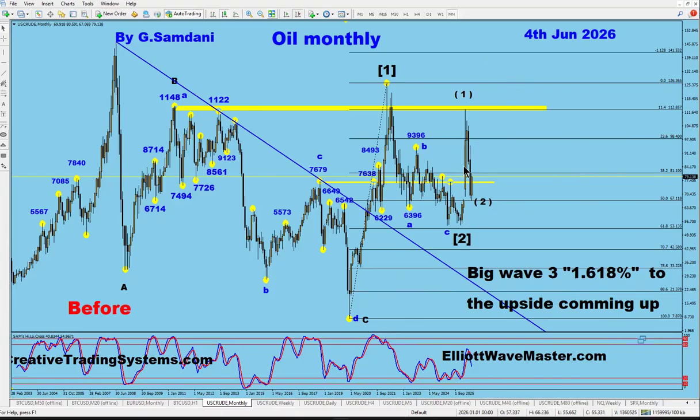If it's a correction, then I think this could be A, B, and C. That would be A, B, C here, like A, B, C, then A, B, C, then A, B, C to the downside, and so on and so forth. That is also a possibility. So this could be small, like A, B, C, D. That would be the end of A, B, and C. Otherwise, we need to go to the upside.